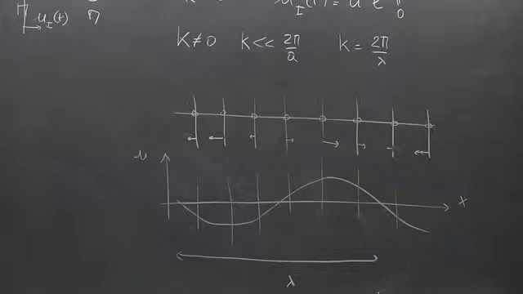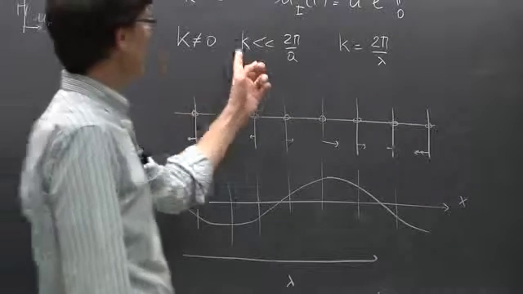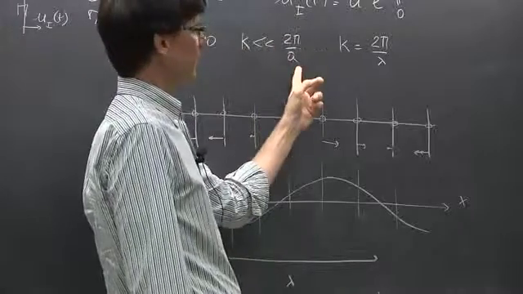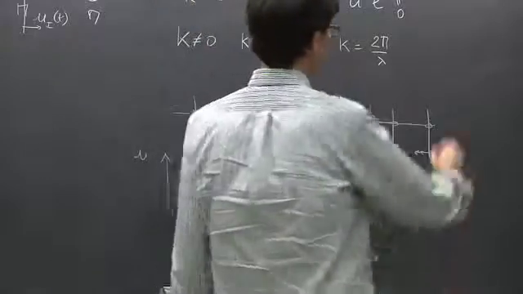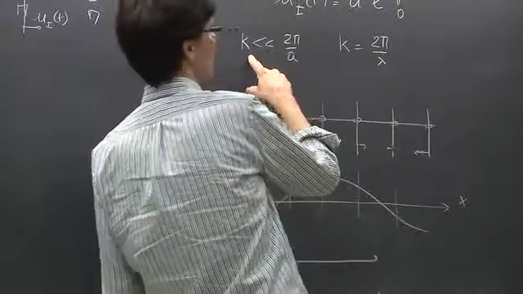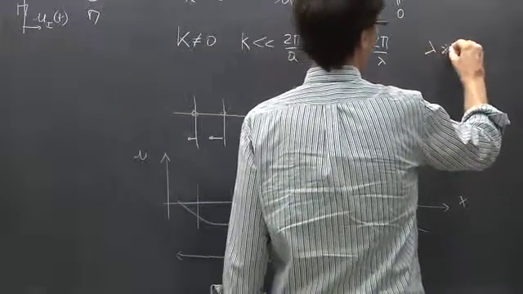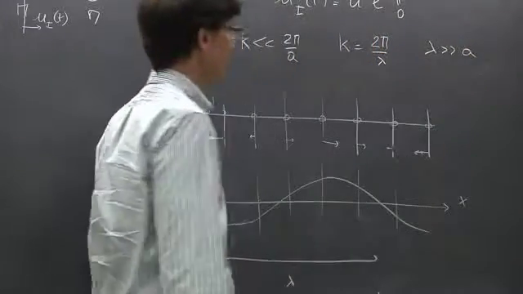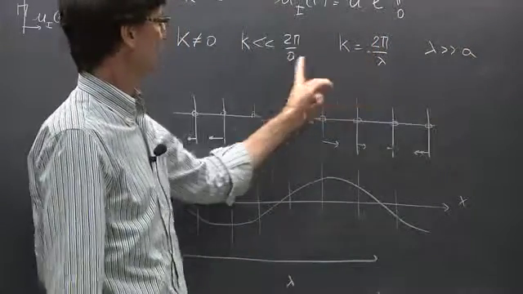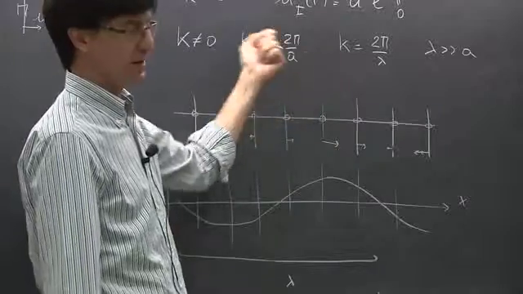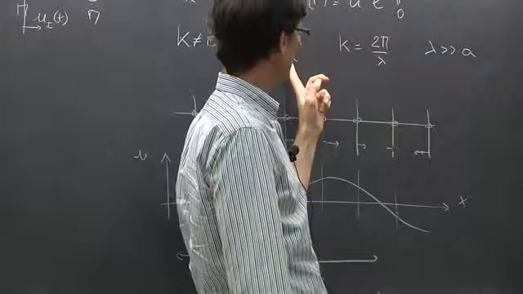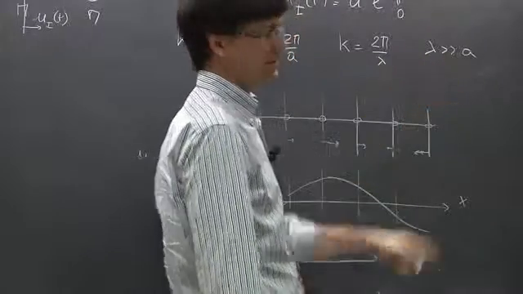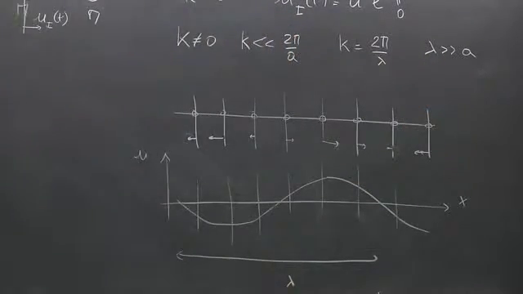So what I'm trying to argue now is that if k is much smaller than 2 pi over a, and k is 2 pi over lambda, what this means is that if k is much smaller than 2 pi over a, lambda must be much bigger than a, right? If this is much smaller than this, the inverse of lambda is much smaller than the inverse of a, lambda must be much bigger than a. I think you're all familiar with this, right?